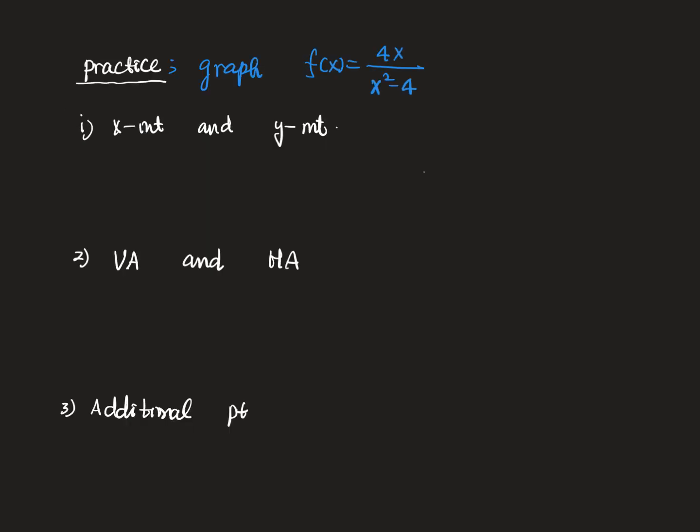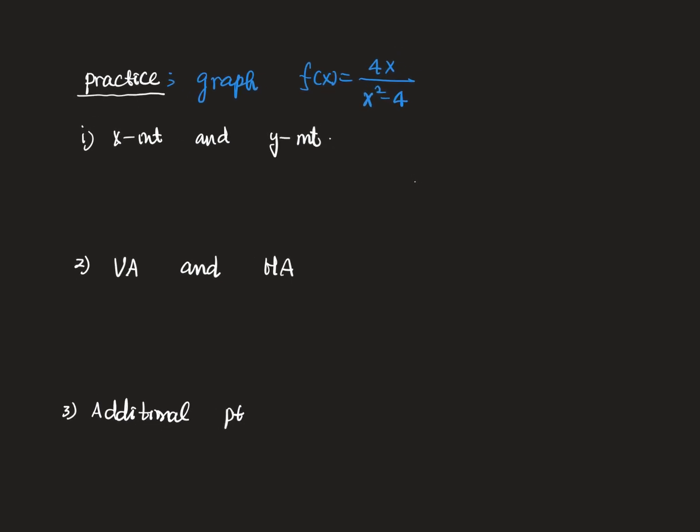All right, this is a practice question, guys. Sketch the rational function. I give all the directions. Just think about finding the x-intercept, y-intercept, vertical and horizontal asymptotes, additional points, and sketching the graph. Pause the video and try it by yourself.